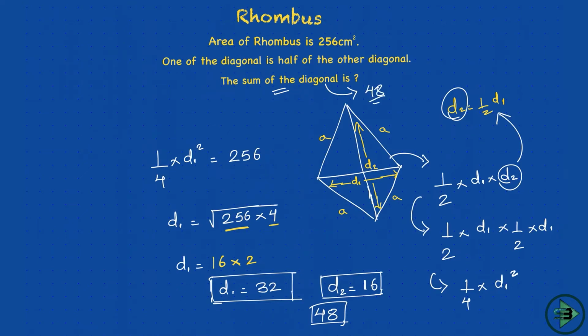Okay, no need to draw any diagram for this. You can just apply this formula, get this relationship, write it here, get one d1, get one d2, add both of them, and reach your answer. That's how simple it is.